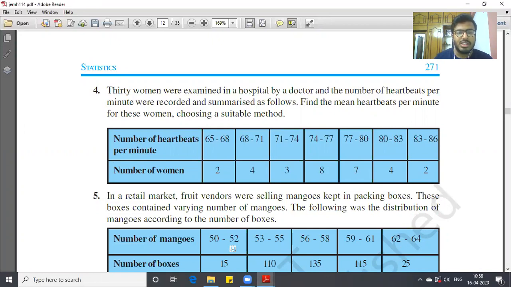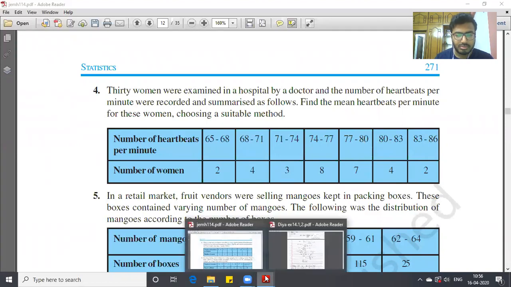Now this is the heartbeat count of women per minute. So 65 to 68 has 2 women, 68 to 71 has 4, 71 to 74 has 3. 72 is actually the mean, the normal heartbeat that human beings have in 1 minute. So 74 to 77 has 8, 77 to 87, then it goes on. So we'll look into the answer and how it has been done.